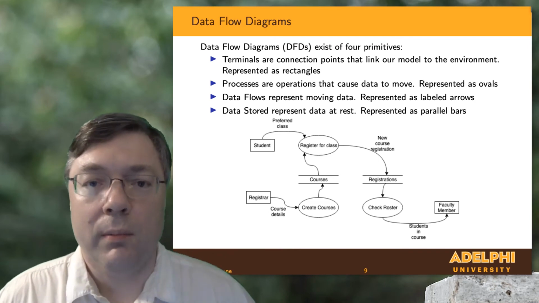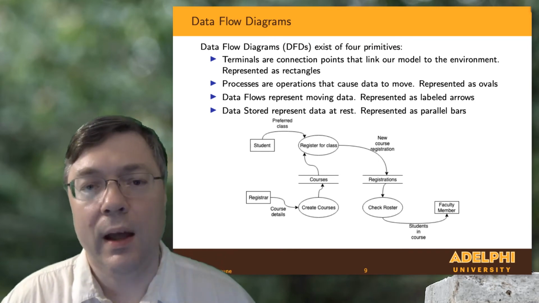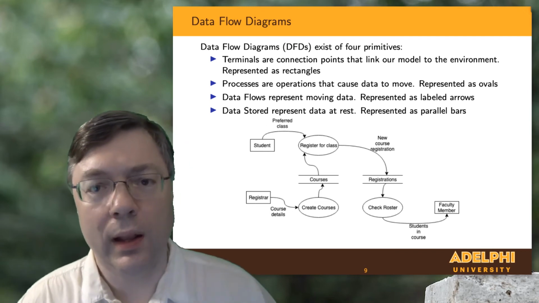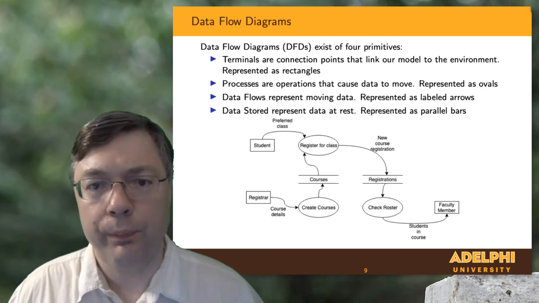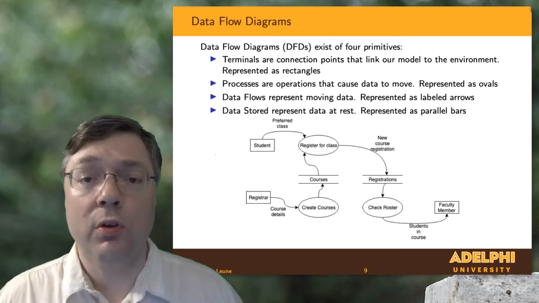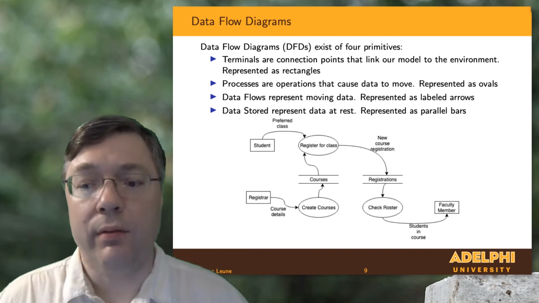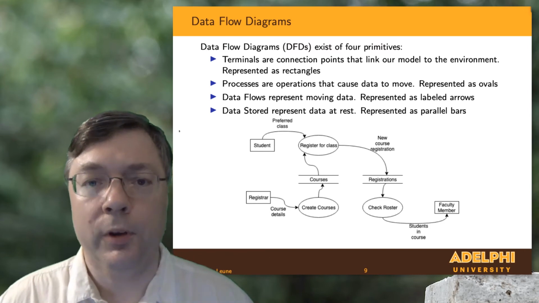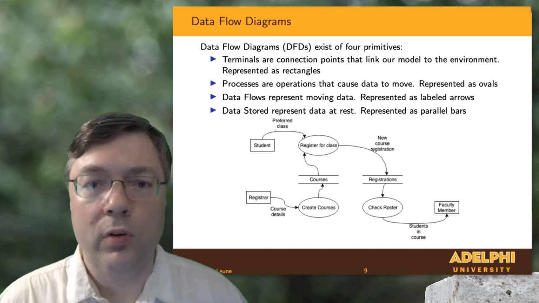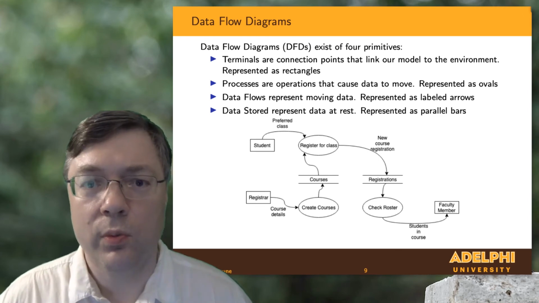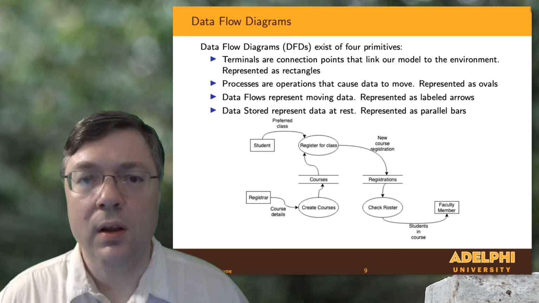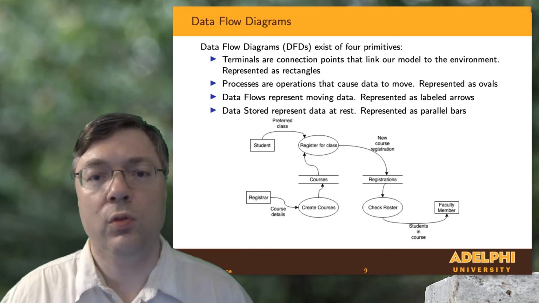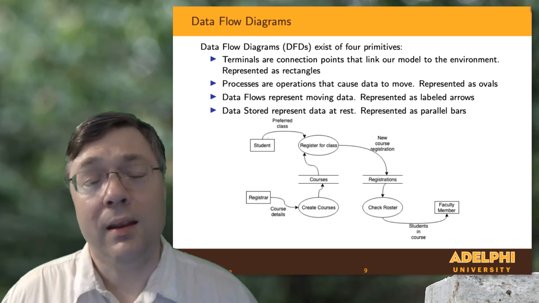The data flow diagram notation is really simple. We have a rectangle. We have an oval. We have two parallel lines. And we have an arrow. And that's it. Those are all the primitives we have. So what do they mean? It's a good question. The first one is the terminal. The terminal is a connection point between our system and the environment to which it belongs or with which it interacts. The whole point is that the terminal is not part of the system. It's a connection point into or out of the system. And that's the rectangle.